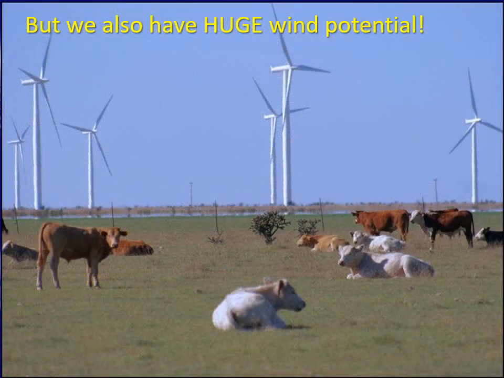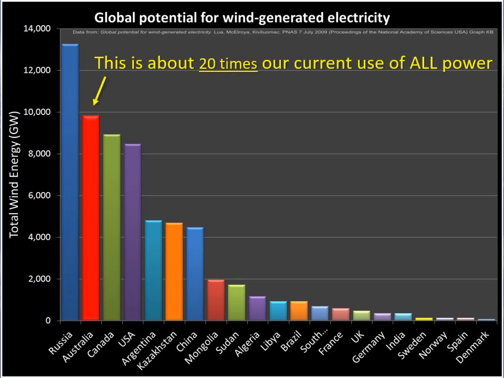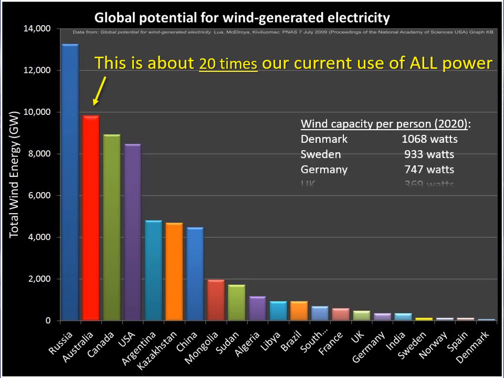The other thing, of course, that we've got is a lot of potential for wind energy. The global potential for wind energy is illustrated here, and that red line is ours. It's huge. It's about 20 times our current use of all power. But we haven't made much use of it. In fact, countries like Denmark and Sweden have built about 3 times as much wind energy as we have.